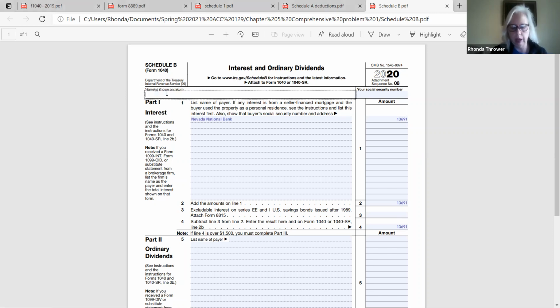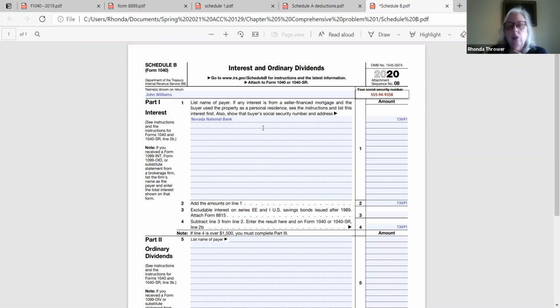Of course, Schedule B should have his name and the Social Security number of the person. And on part 1, what we're going to list is the name of the payer. That's the bank that's paying the interest. Nevada National Bank is the bank that paid the interest, and the amount of the interest is $13,691.